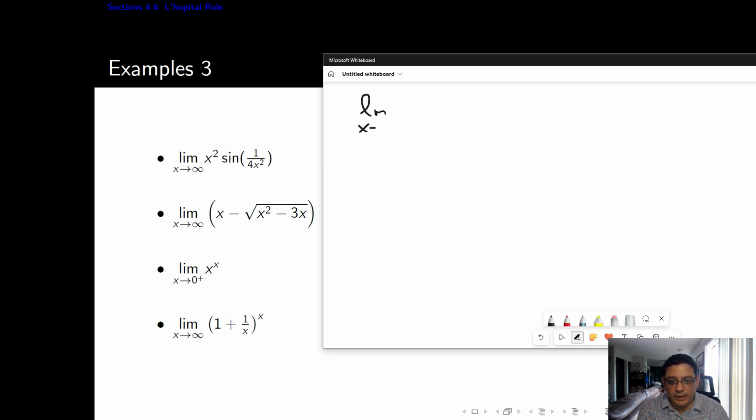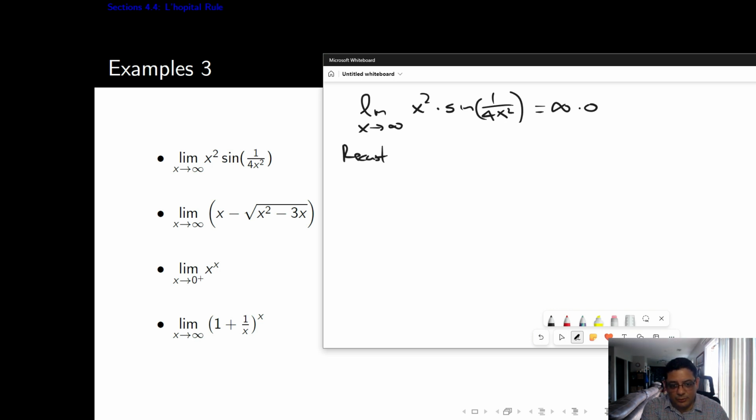So first, we have the limit when x goes to infinity of x squared times sine of 1 over 4x squared. Notice that this limit is clearly infinity times 0, since 1 over 4x squared goes to 0. So this is something of the shape infinity times 0, and we do a recast.